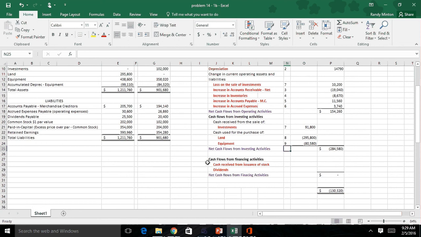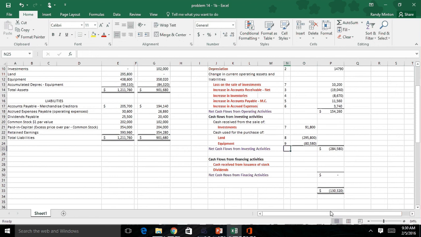So on the side of net cash flows from investing activities, we actually had a $284,580 reduction of cash, if I did the math correctly here. Okay, so here we had an increase through operating activities, which is a good thing, and a decrease through the cash flow of investing activities. Now let's see if from financing we actually had something to help us out.